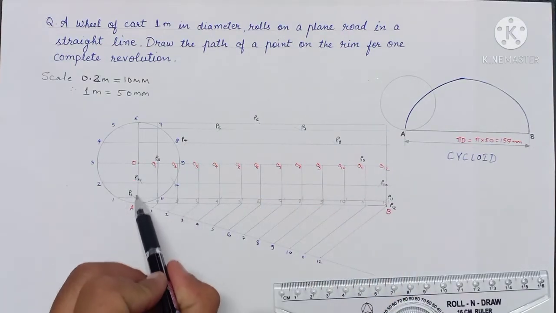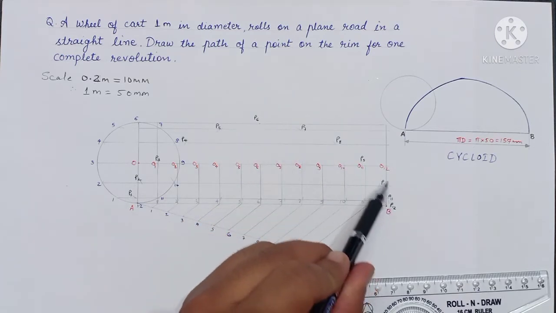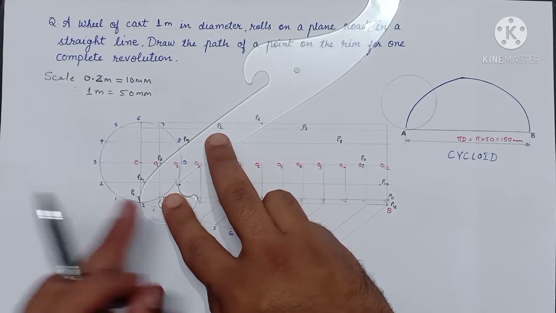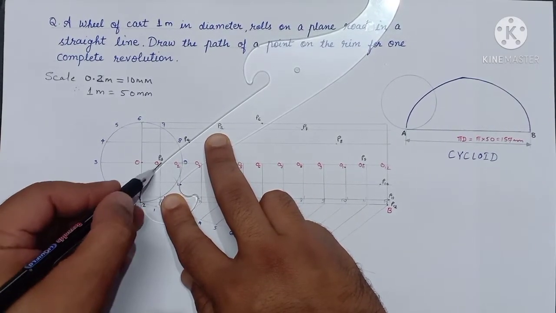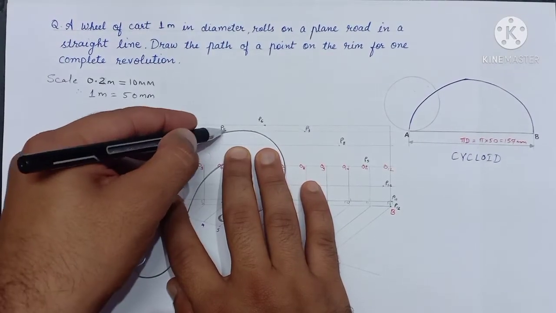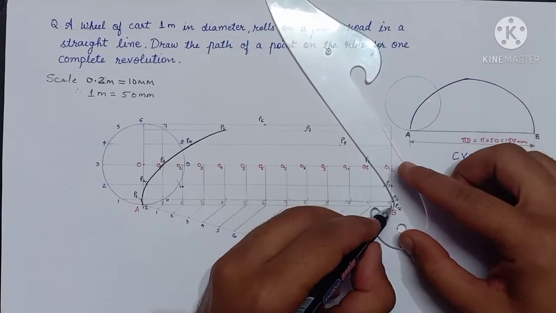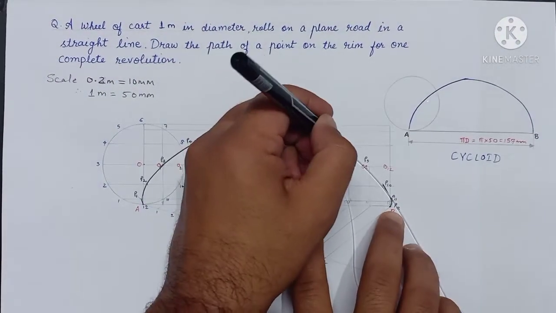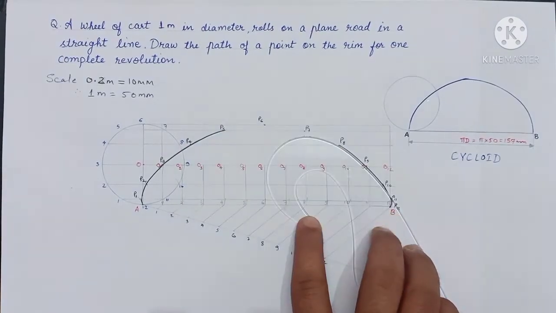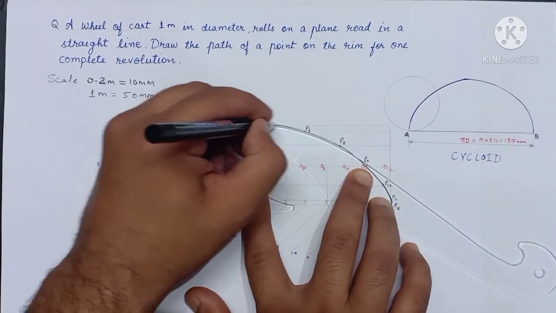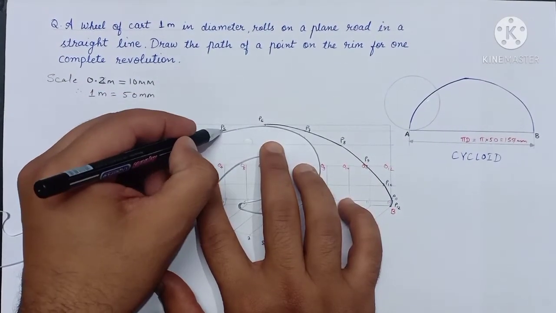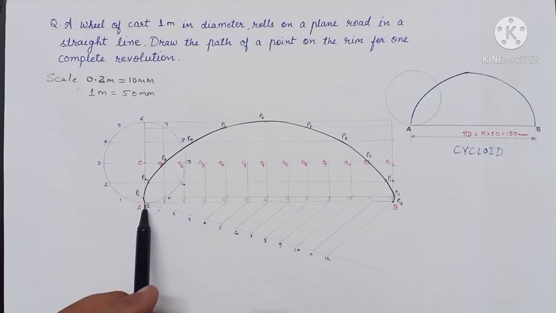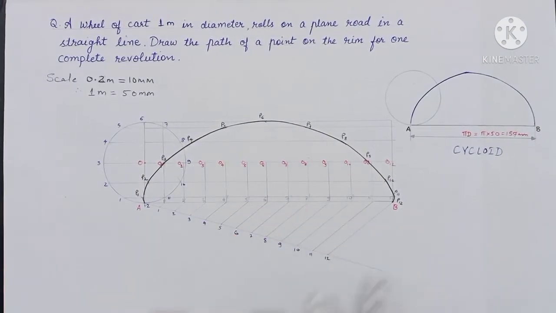Now joining all these points smoothly will give the profile of a cycloid. Try to connect minimum 3 points at a time. So this is a profile of a cycloid. Now giving dimensions.